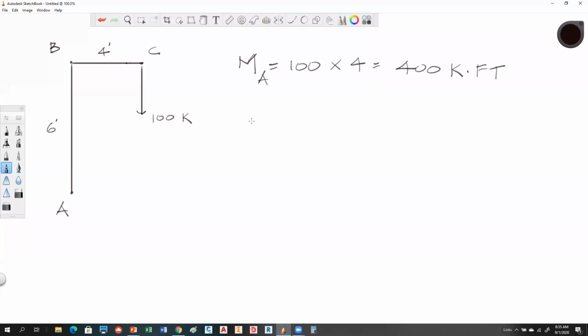Okay, so moment at B, if we took the moment at B, what do we find with that? Well, again, it's a force times a distance. In this case, it's a force times this distance, which also happens to be 400 kip feet. So what we're finding, if we look at this, is that any point along this line, whether you took moments here or here, you're going to get the same moment value. Okay, does everybody see that?